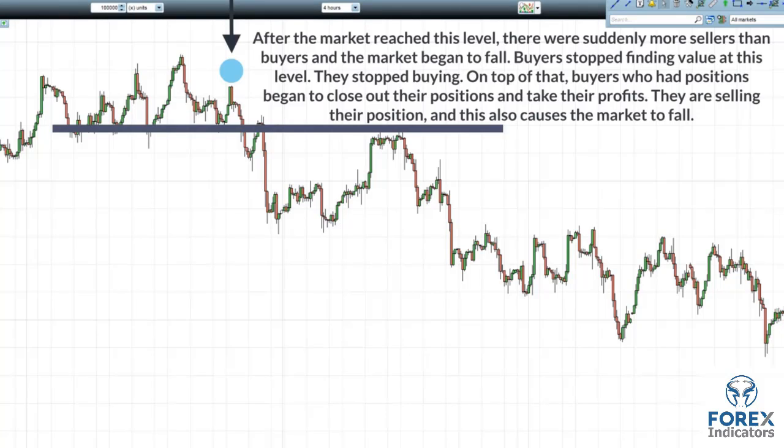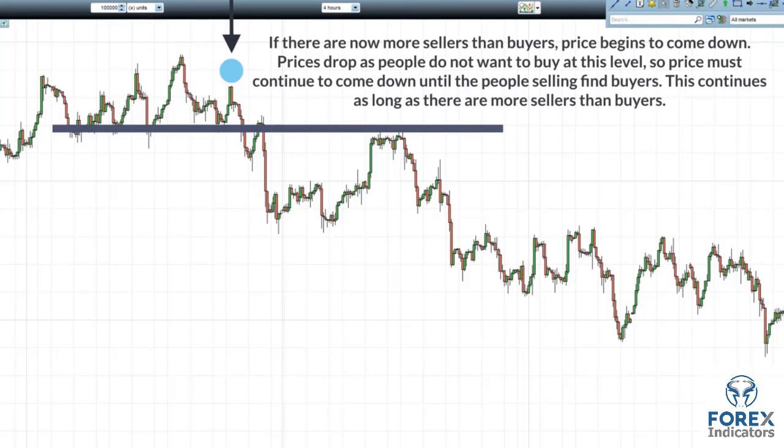Buyers stopped finding value at this level. They stopped buying. On top of that, buyers who had positions began to close out their positions and take their profits. They are selling their position, and this also causes the market to fall. If there are now more sellers than buyers, price begins to come down. Prices drop as people do not want to buy at this level, so price must continue to come down until the people selling find buyers. This continues as long as there are more sellers than buyers.